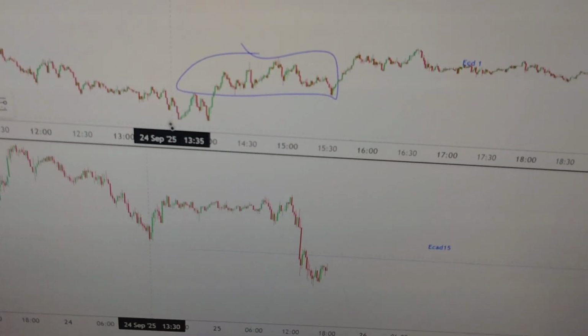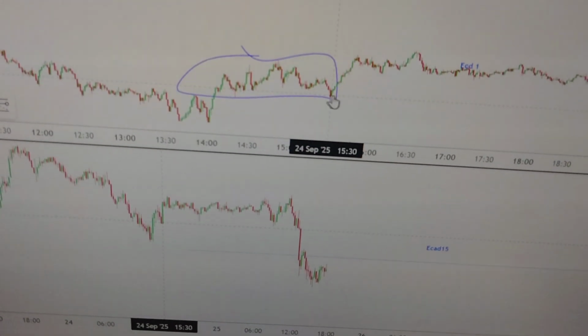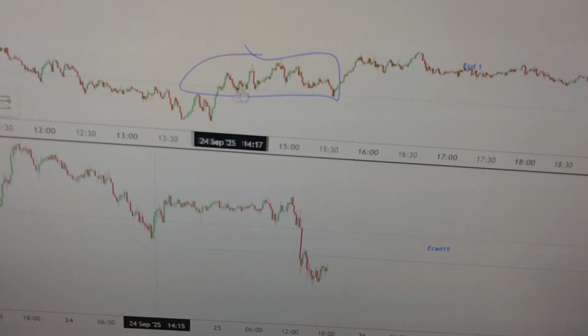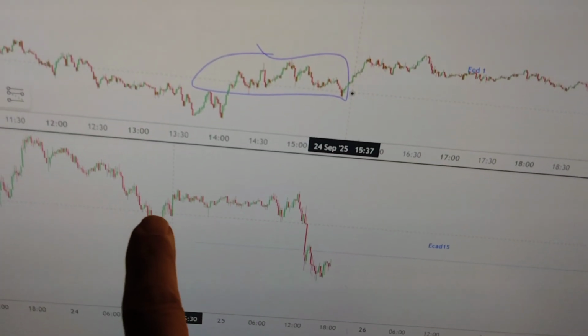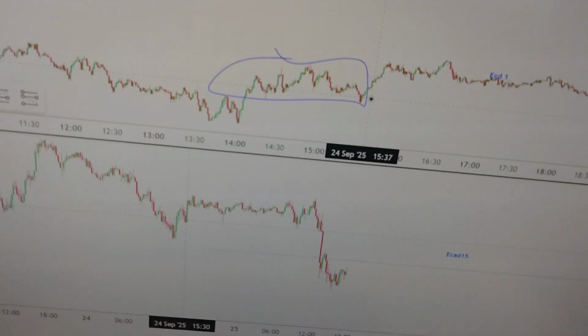Immediacy, the fact that both are at the live edge, is crucial. This isn't just a historical pattern repeating. You are witnessing the small-scale price action, 1 minute, directly and immediately influencing the larger scale pattern, 15-minute, in real time. There is no lag.